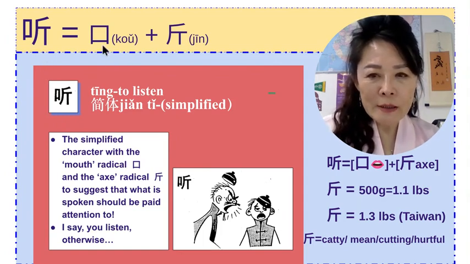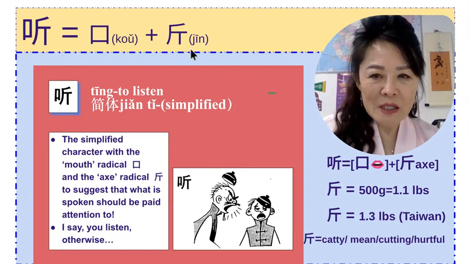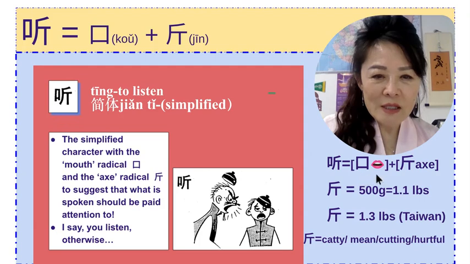Simplified Ting, the left-hand side is 口. 口 means mouth, mouth right here. Plus 斤. Jin has many meanings. Traditionally, actually, right here, Ting is a mouth plus jin. Traditionally, actually, it's a wood chopping weapon.